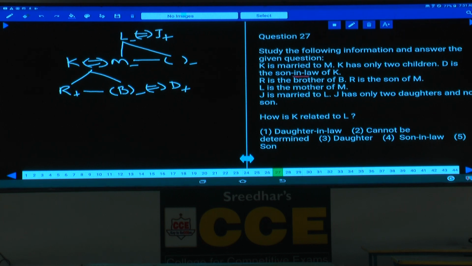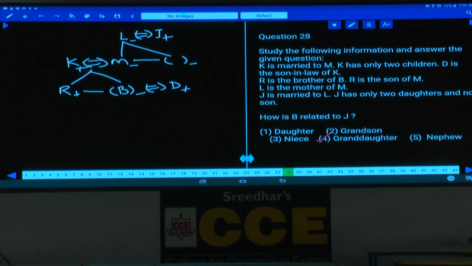Tell me, how is K related to L? Now as M is a female, M got married to K, K is a male. And so how is K related to L? K is L's daughter's husband. Daughter's husband, son-in-law, that is choice 4. Then question number 28, how is B related to J? Yes, tell me, how is B related to J? J's daughter's daughter. Daughter's daughter, granddaughter, that is choice 4. 28, it is choice 4.